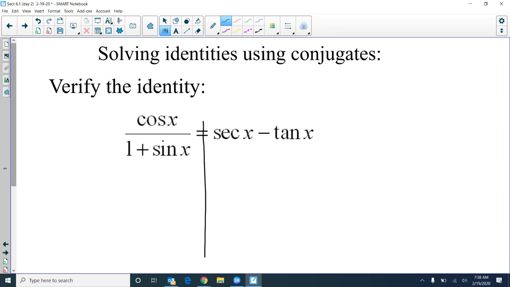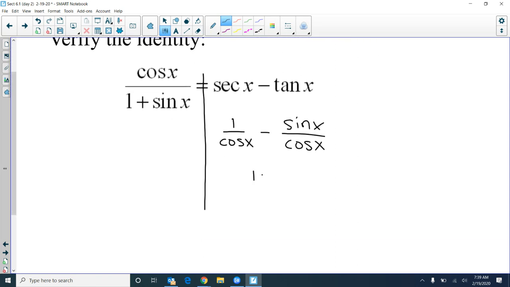First thing, though, let's take that right-hand side. Secant of x is 1 over cosine of x minus tangent of x, which is sine of x over cosine of x. All right, I can just consolidate that, right? What can I write that as? 1 minus sine of x over cosine of x. Is that the same as the left-hand side?